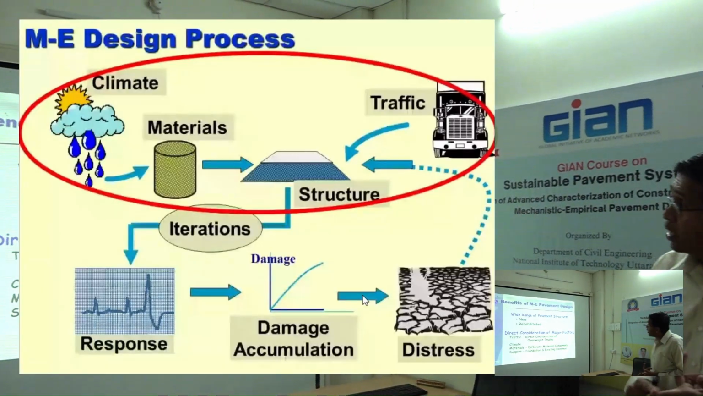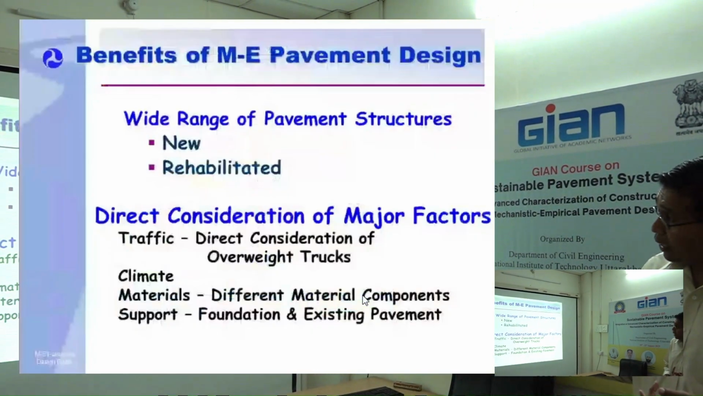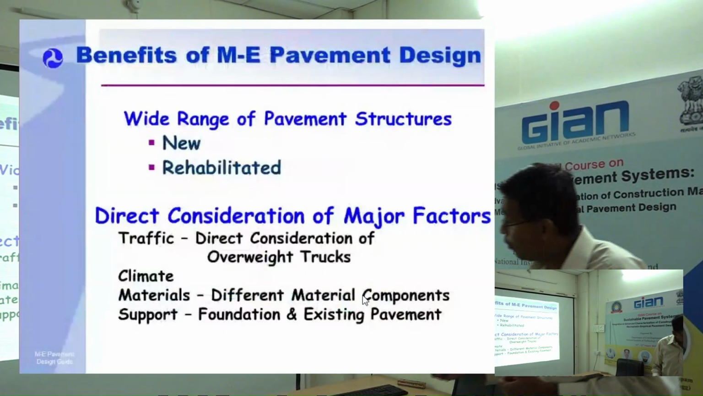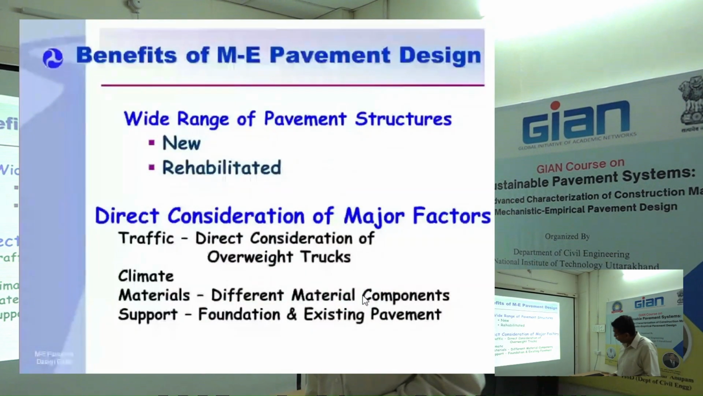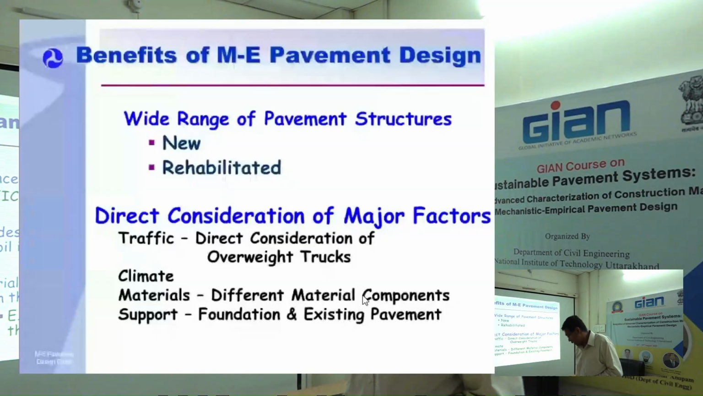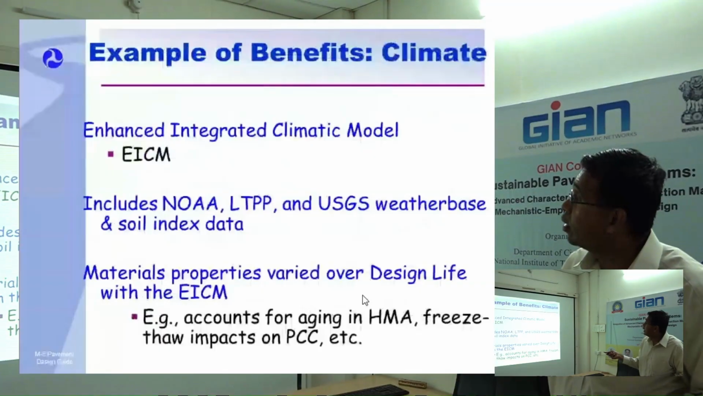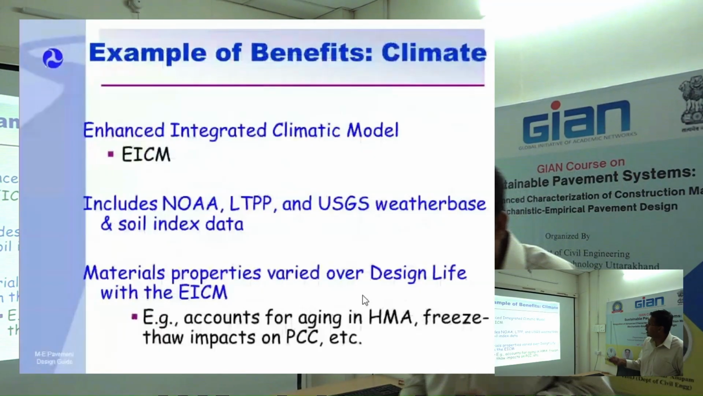It accounts for a wide range of pavement structures, new and rehabilitated. It still needs to consider overweight trucks. It can do that. Different material components, foundation, and existing pavement as well. This is the Enhanced Integrated Climatic Model, EICM.